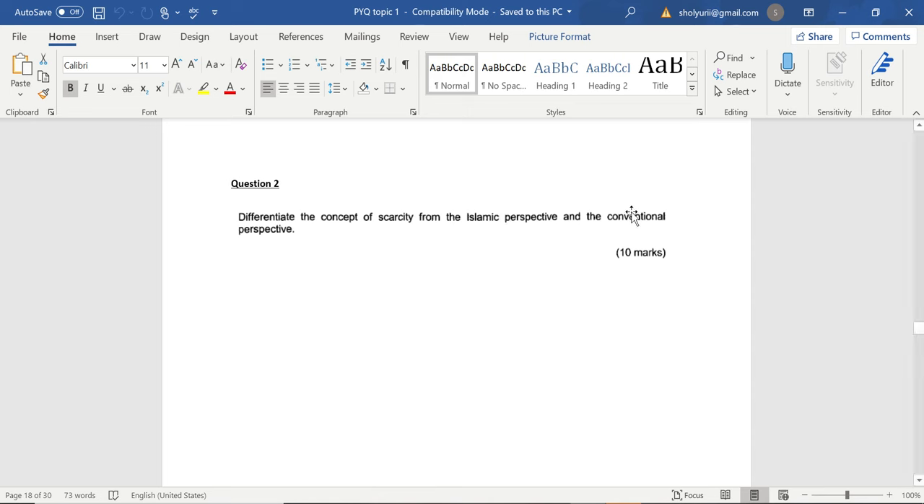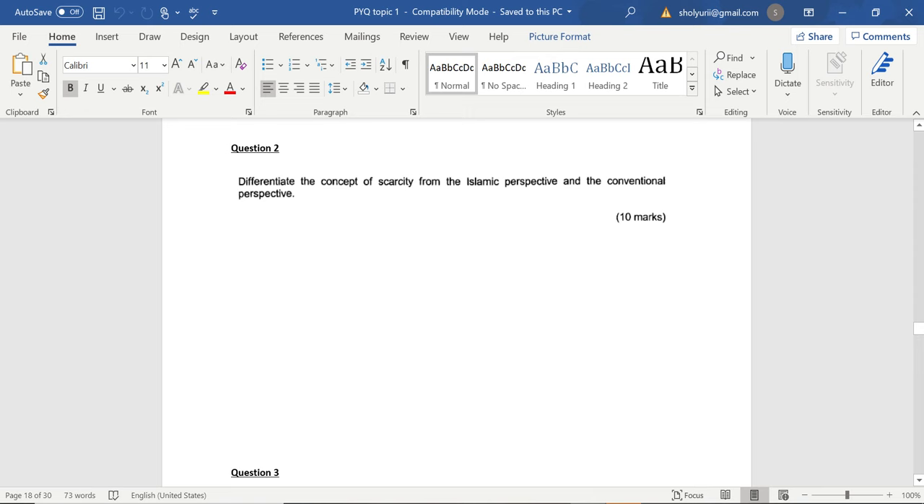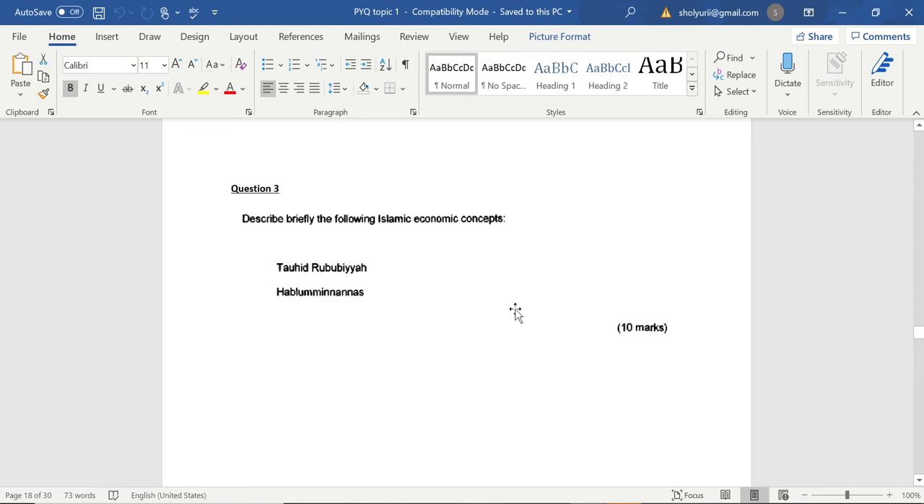While in the conventional perspective, scarcity exists because all resources provided in the world, as time goes by, if we use them, at the end will be finished. So you need to explain this. There are 5 marks for the Islamic perspective and 5 marks for the conventional perspective. So make sure you write it out in full. Don't expect 5 sentences to get full marks. No. We would like to see how you try to answer this particular essay question.